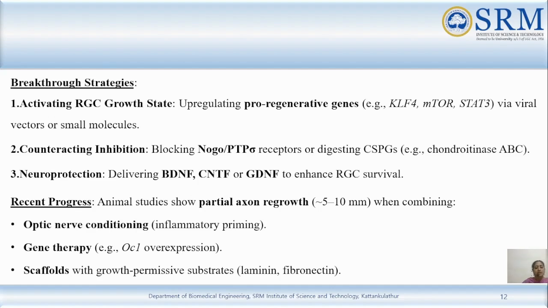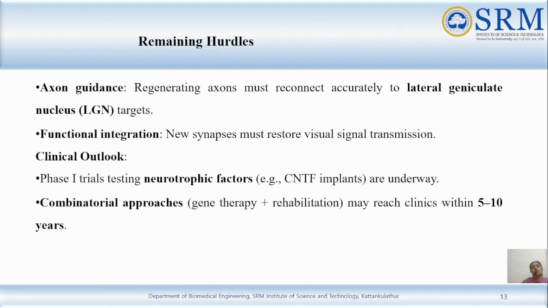Molecules like laminin and fibronectin provide a physical bridge and adhesive cues that can guide regrowing axons across the injury site by bypassing the inhibitory glial scars. What are the hurdles that remain in the regeneration of the neural retina? The regenerative axons must reconnect accurately to the lateral geniculate nucleus targets. So the axonal guidance must make sure that the right axon connects to the right nucleus.